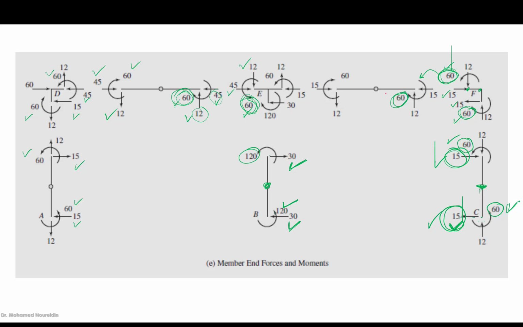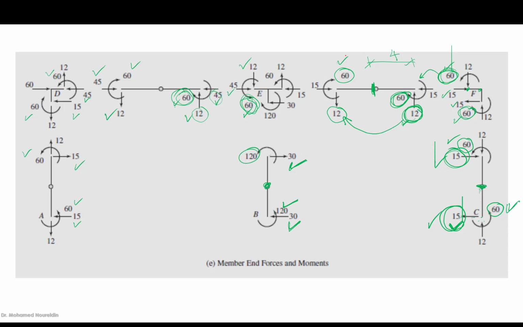From this 60, we can take the moment here, 60 over this distance, which is 4. It would give us the shear here, which is 12. Okay, and after that, we know the shear here and we know the moment. Now, for the other part of this member, we are going to reverse this 12. It is going to be here with opposite direction, and this 60 is going to be here with the same direction. So we know this now.